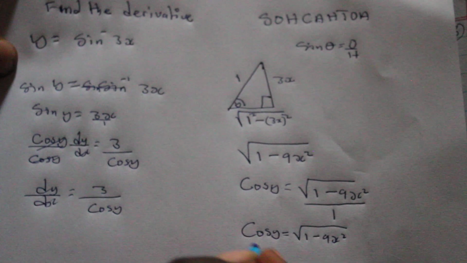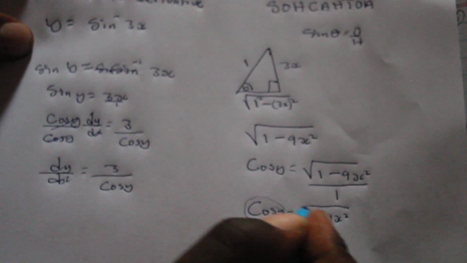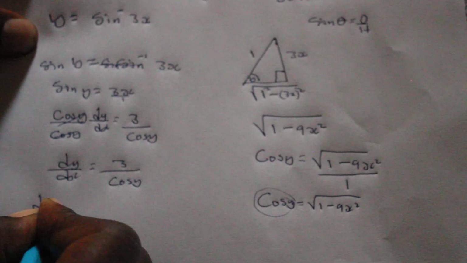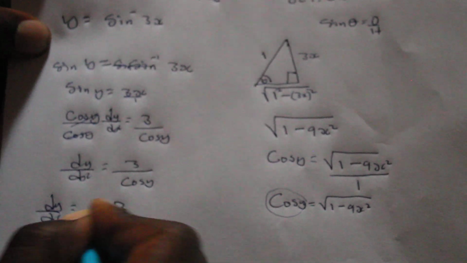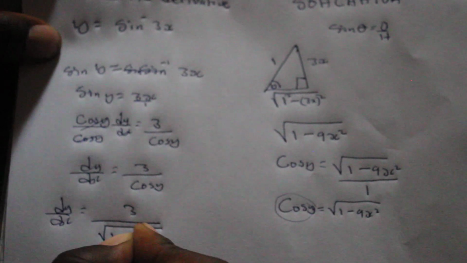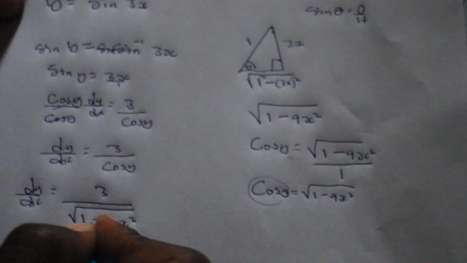Now I'm going to substitute this one here with this one. So the final answer, dy/dx of this, will be 3 over the square root of 1 minus 9x squared. This is the final answer.